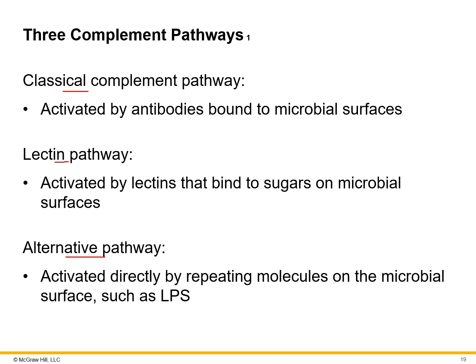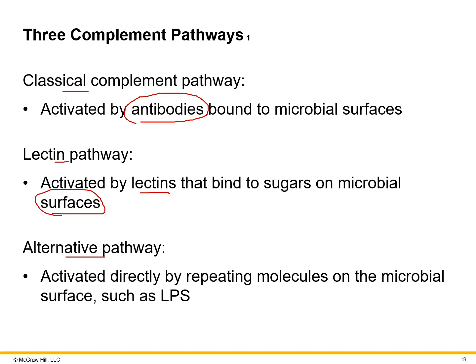The classical complement pathway, they're all different in how they get activated. The classical pathway is activated by antibodies that are bound to a surface. Whenever antibodies are made by the acquired immune system, these complement proteins can recognize the antibody and get rid of whatever it's attached to. The lectin pathway, as the name implies, is activated by lectins that bind to sugars on microbial surfaces. This is something unique to microbes that we don't have. So there are complement proteins that recognize those lectins.